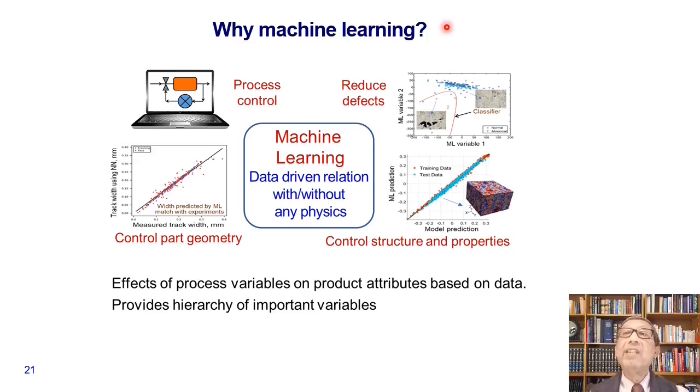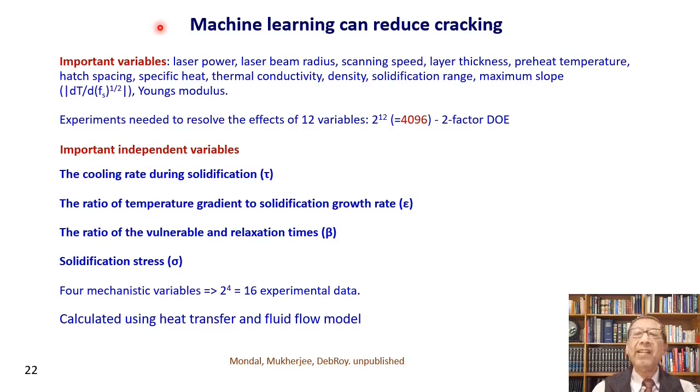We are going to be discussing several such examples next. Cracking of additively manufactured metallic parts is a persistent problem, and it occurs by multiple mechanisms, depending on the process parameters and alloy properties. I have listed many of those here, such as the laser power and scanning speed, but if I count the total number of variables, I find 12 variables.